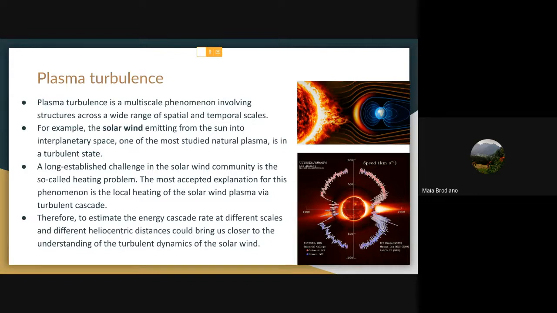So in this picture, the energy injected at the largest scales will cascade within the inertial scales until it reaches the dissipation scales, where it is eventually converted into thermal heat of the plasma particles. Therefore, estimating the energy cascade rate at different scales and different heliocentric distances could bring us closer to understanding the turbulent dynamics of the solar wind.